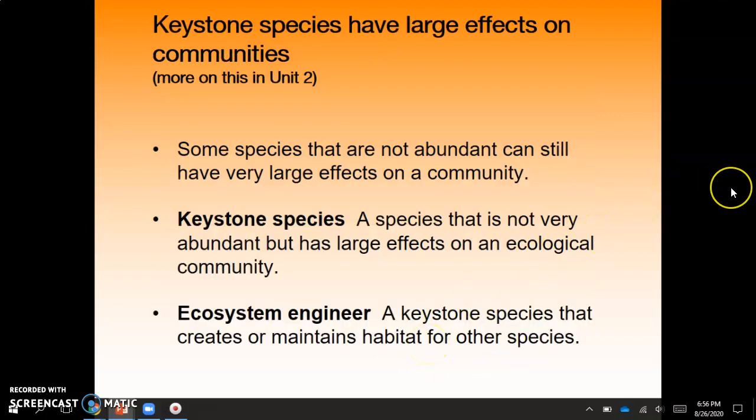The last thing we're going to talk about is a keystone species. We will talk more about keystone species in Unit 2 as well. But a keystone species is a species that is not abundant but can still have very large effects on a community. So their numbers in their populations are low, but typically they'll have a niche that is very specific, and it is the only organism that can perform that job or function. It's not abundant, but it has large effects on ecological communities.